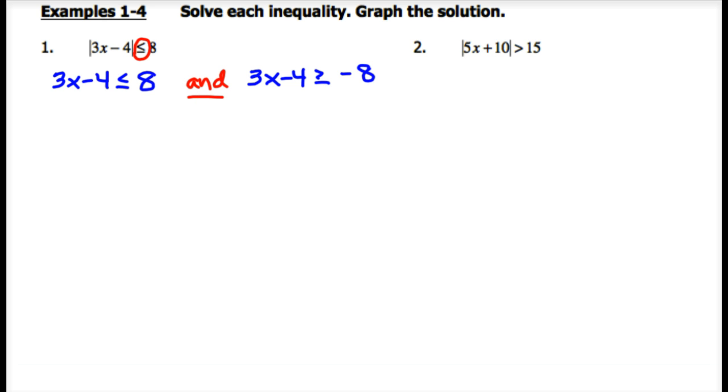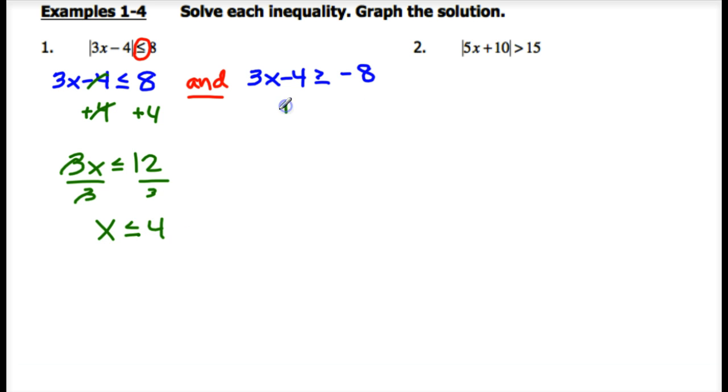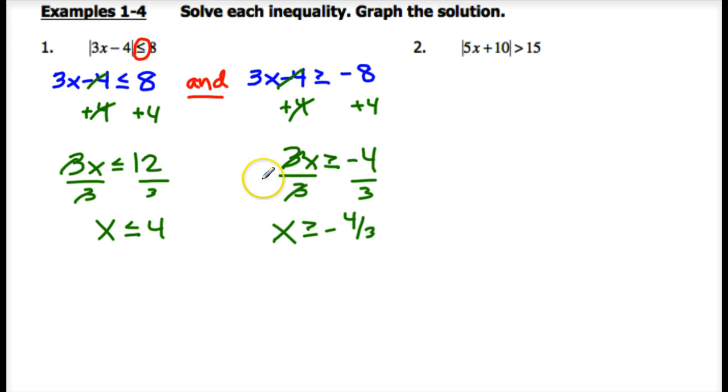Okay, so now I'm going to solve both of these inequalities separately. So you can add 4 to both sides, and you get 3x is less than or equal to 12, and then divide both sides by 3. X is less than or equal to 4 for this one. Over here, I'm going to do the same thing, add 4 to both sides. 3x is greater than or equal to negative 4, and then divide both sides by 3, and you get x is greater than or equal to negative 4/3. Okay, so we have the inequality now, x is less than or equal to 4, and x is greater than or equal to negative 4/3.